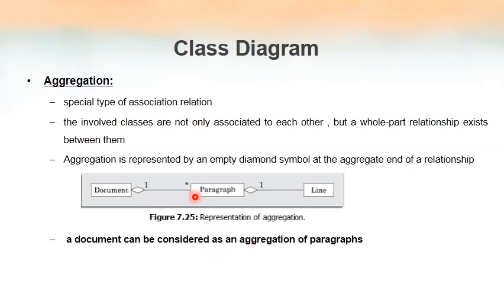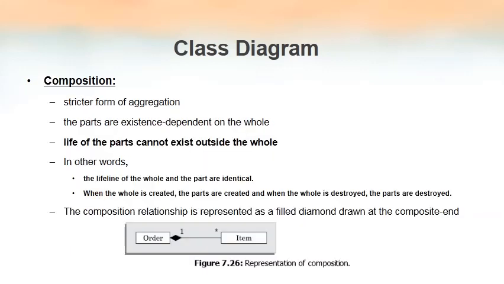I hope you understood the two relations: association and aggregation. Aggregation is a special version of association. The next relation is composition. It is also a version of association because it is a stricter form of aggregation. Aggregation is yet another special version of association. Since composition is a stricter form of aggregation, we can say composition is also a type of association.